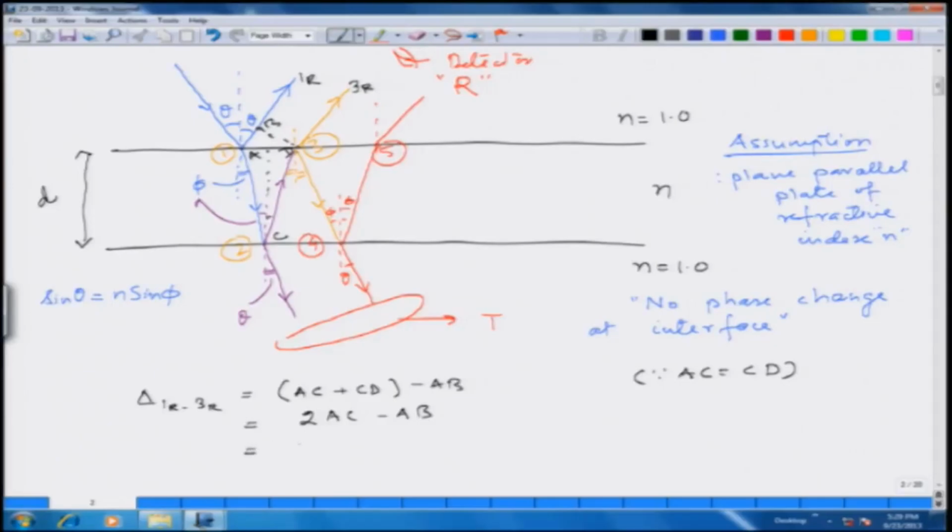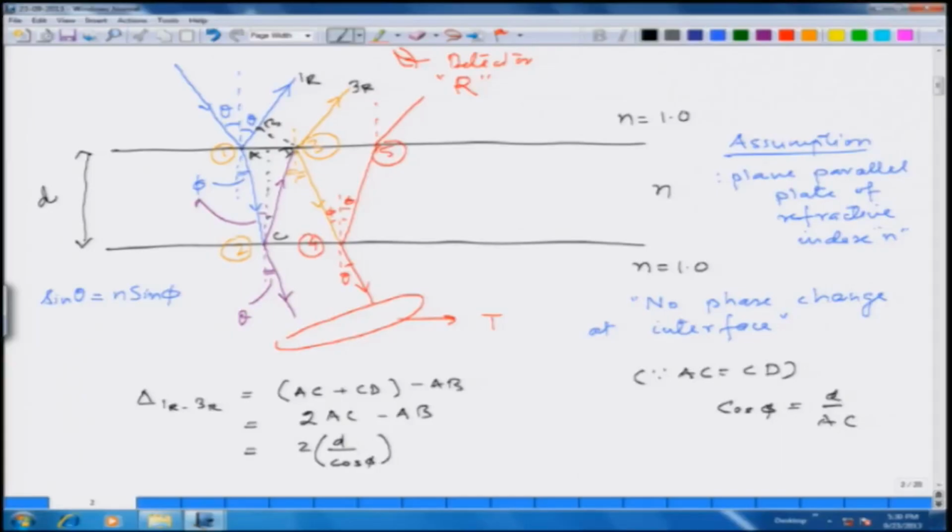What is 2 AC? If I take this angle which is phi, then cos of phi is going to be equal to d over AC. So, AC is going to be d over cos of phi, right. So, that is going to be AC.